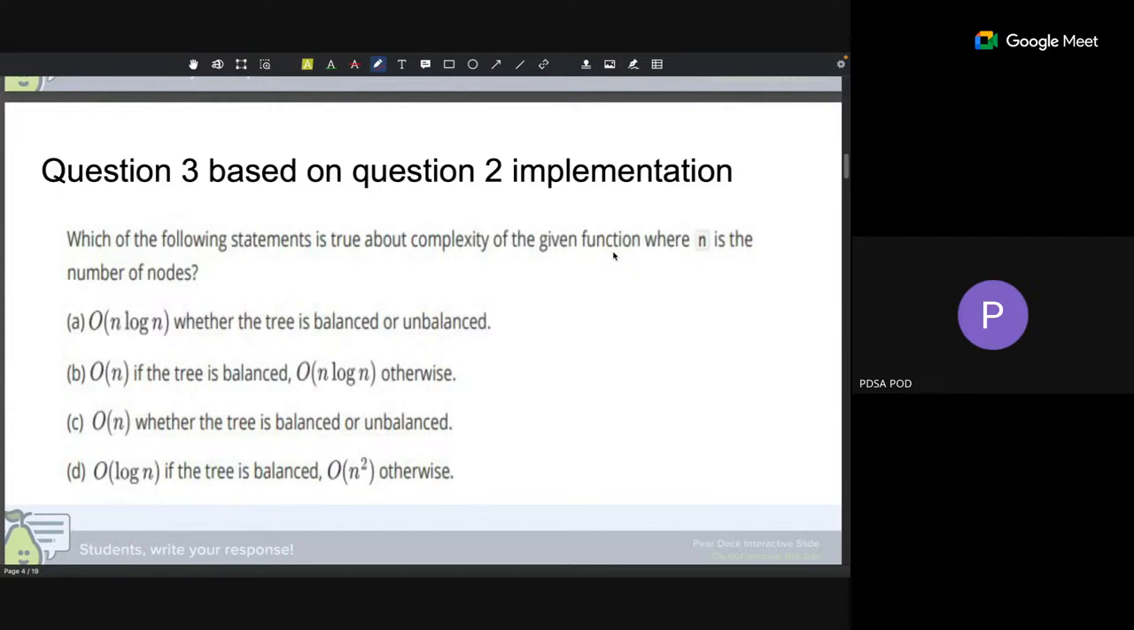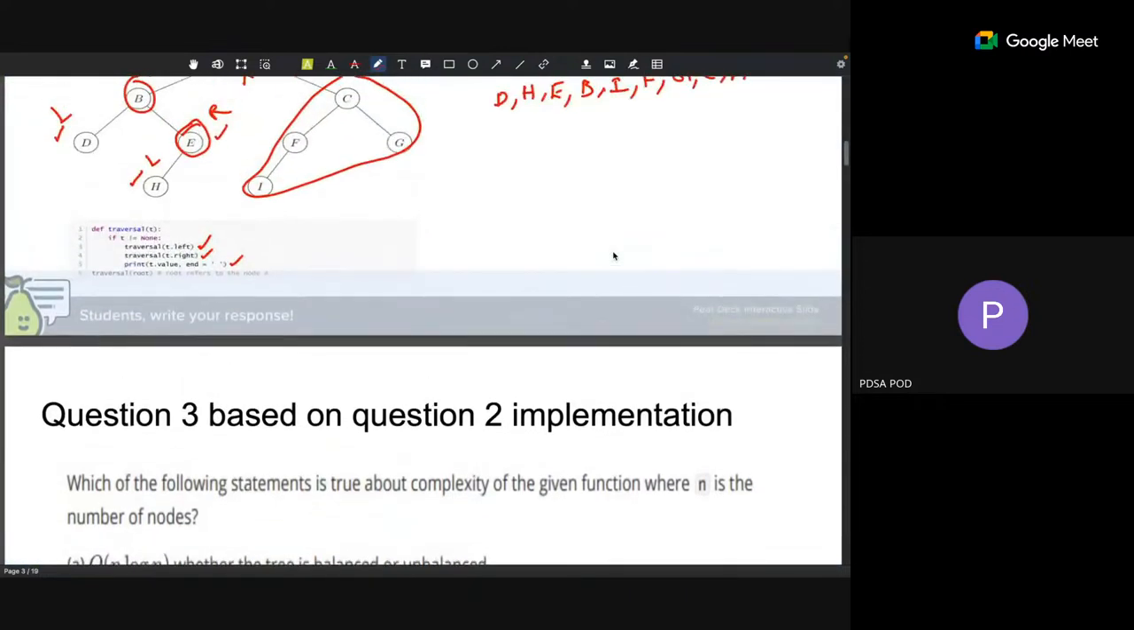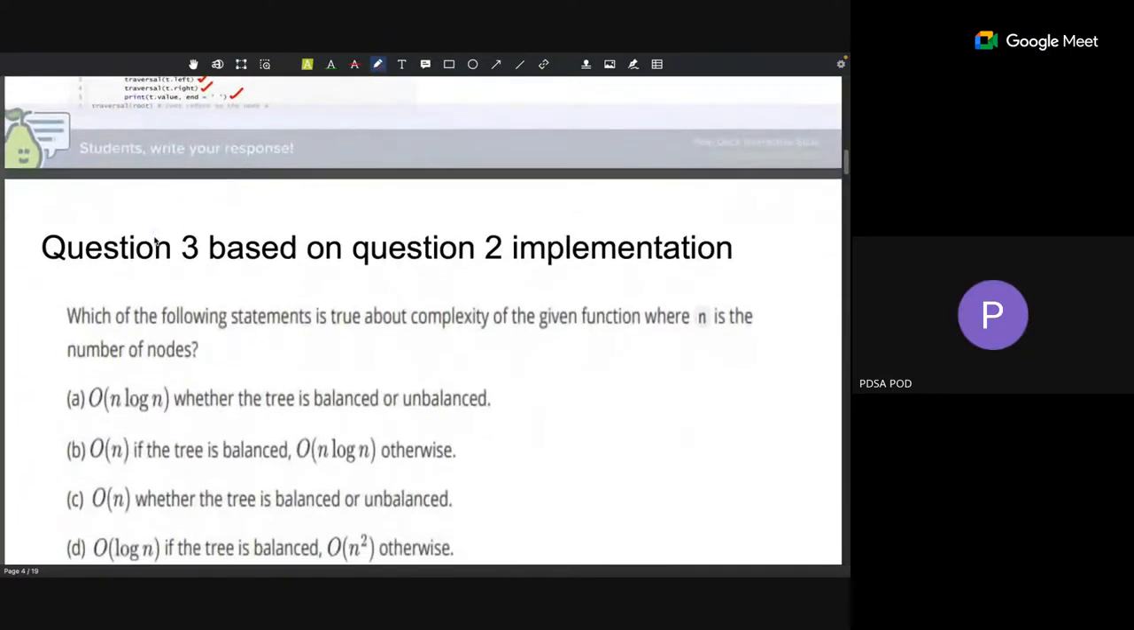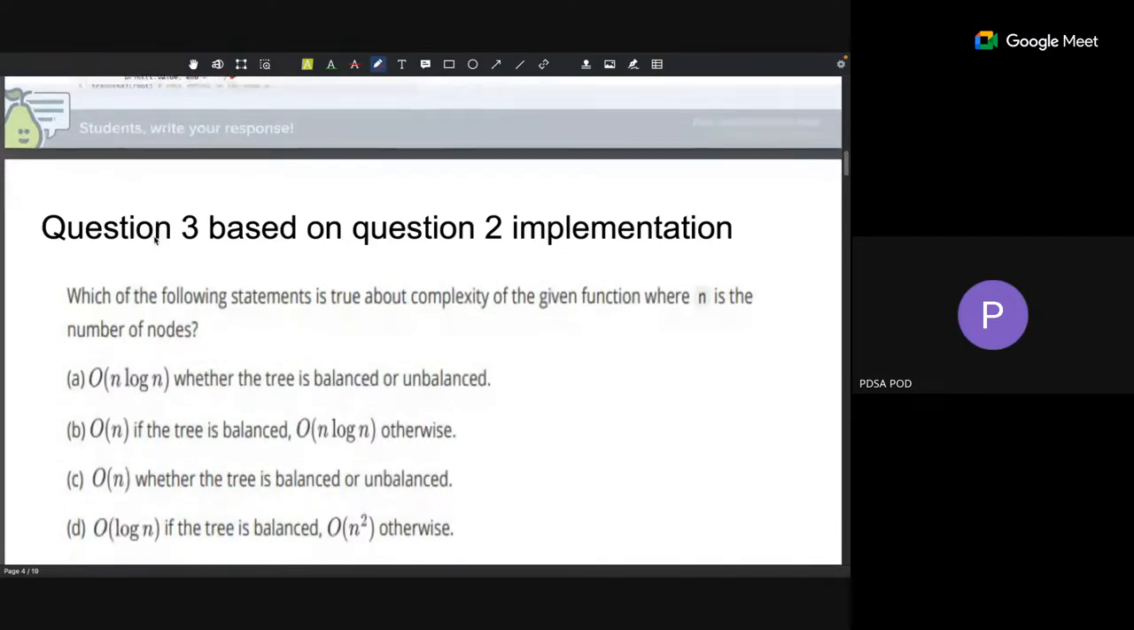Now the complexity of the above given function. The given function is a traversal function. It takes T as a parameter. T is nothing but the root. So this function tries to traverse all the nodes. If n nodes are there, it tries to visit all n nodes.